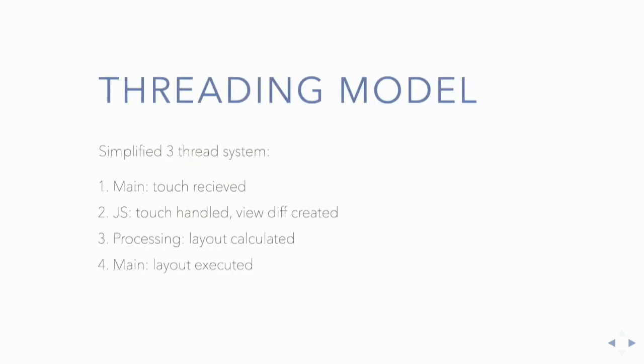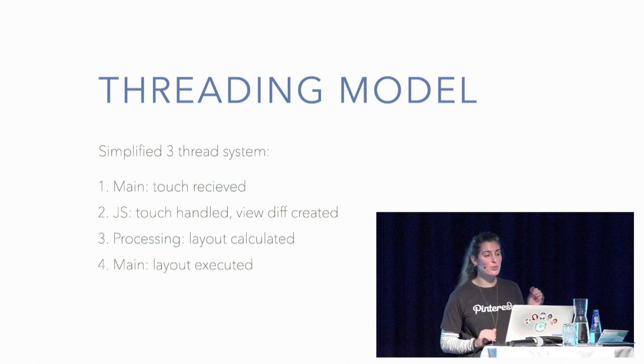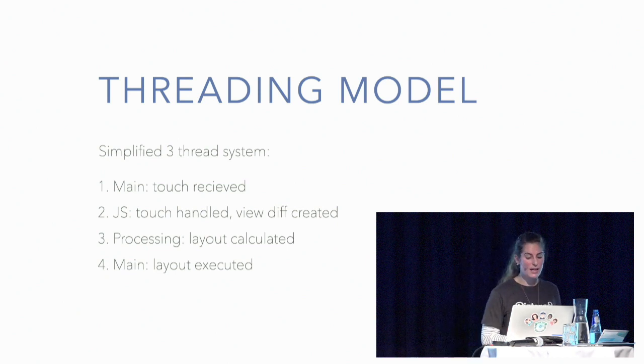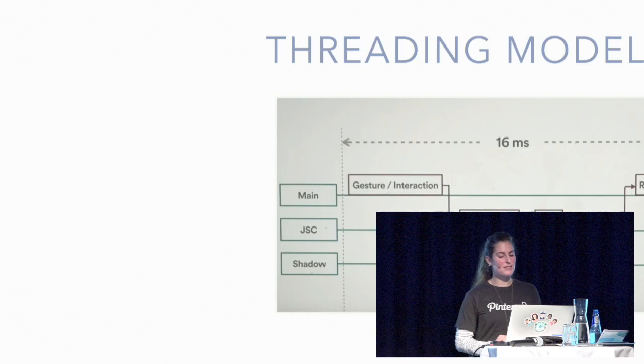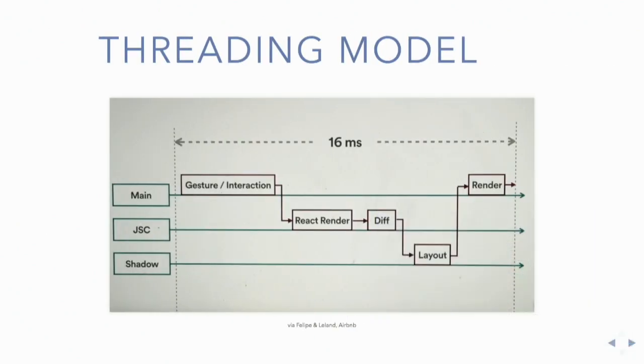Now, the fine folks at Airbnb, Leland and Philippe, I think gave the best description of the React threading model I've ever seen. So with their permission, I'm going to share it with you today. And basically, I'm going to skip this slide and go straight to the diagram. What's happening here is that when we get UI things, we're getting them on the main thread, and then we're passing them off to React. And while we're in React, we're doing the logic that we need to update the views, figuring out what should change. Then that virtual DOM system is going to spit out a diff, and that diff is going to be sent to this shadow thread.